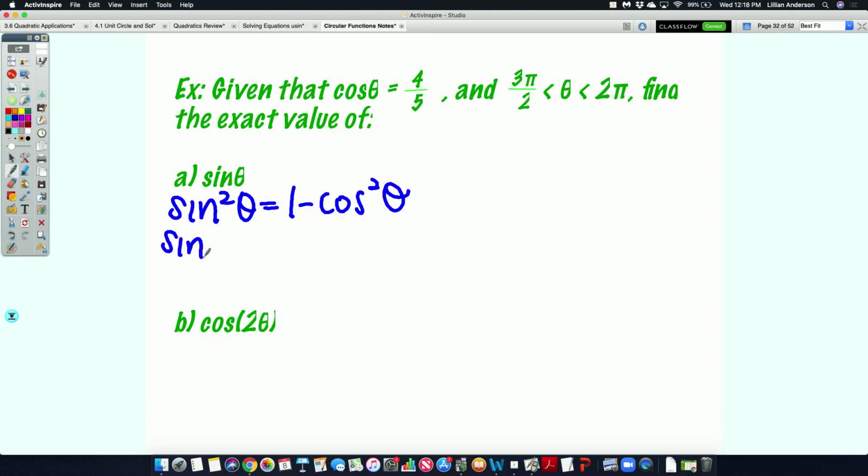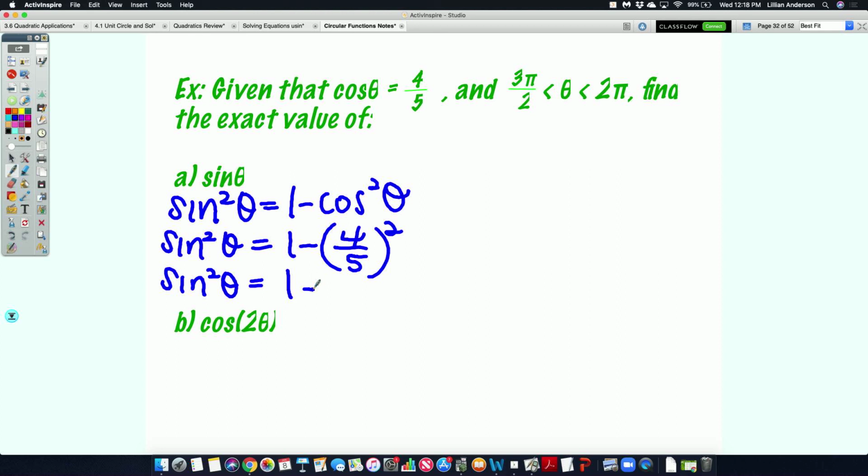I know that cosine theta is 4/5. So I'm going to plug it in, square that, and continue to solve for sine. What's 4/5 squared? What's 1 minus 16 over 25?